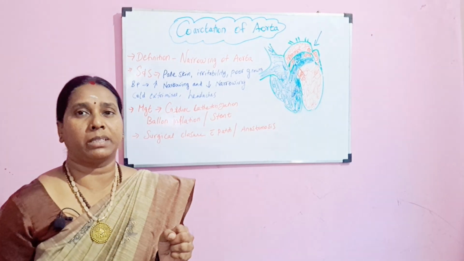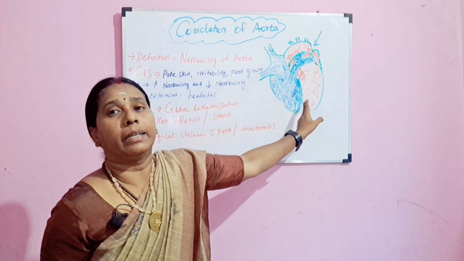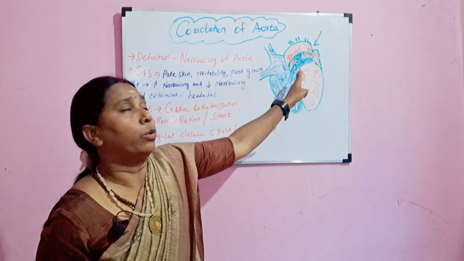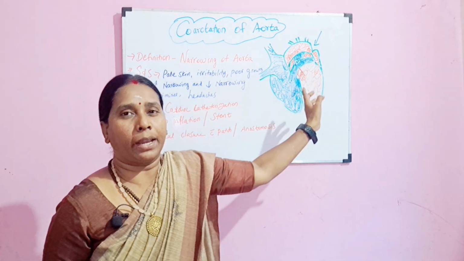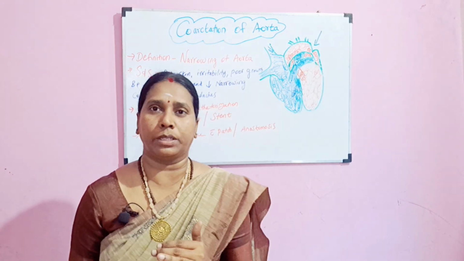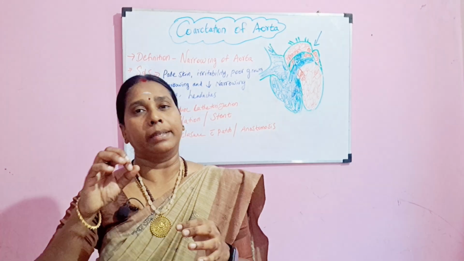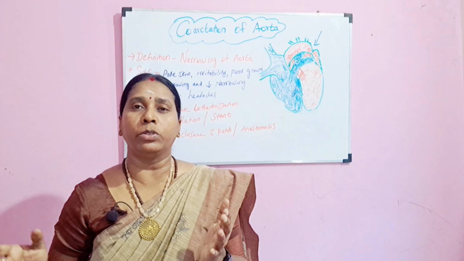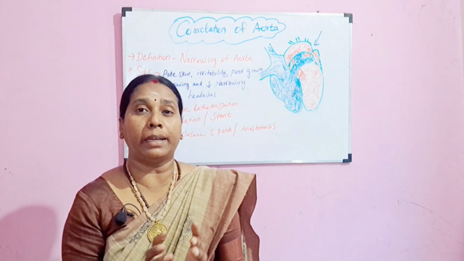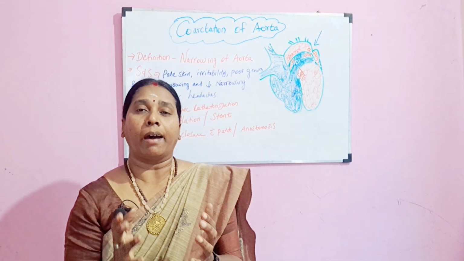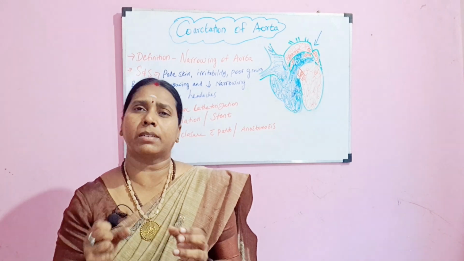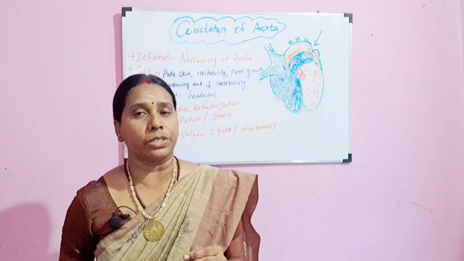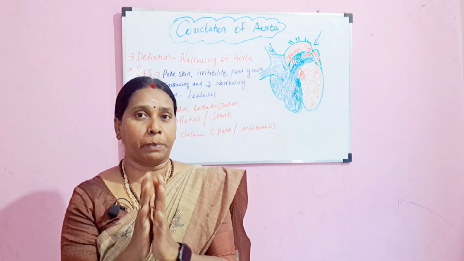So what happens when there is a narrowing of the aorta? Blood is pushed from the left ventricle into the aorta, and from the aorta it has to go to the systemic circulation. But because there is narrowing, the blood is not getting perfused to the systemic circulation. The blood either stagnates, or the left ventricle tries hard to push this blood into the aorta so that it reaches the systemic circulation. This is the pathology you have to understand.